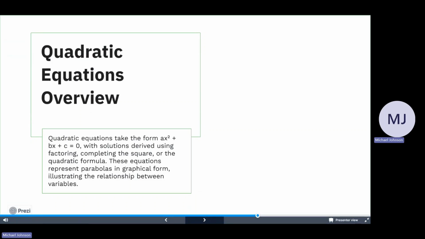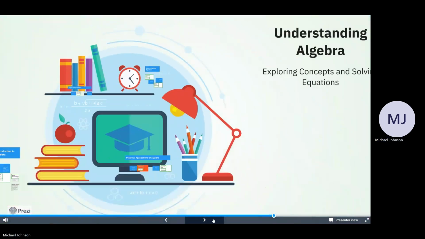Quadratic equations take the form ax squared plus bx plus c equals 0, with solutions derived using factoring, completing the square, or the quadratic formula. These equations represent parabolas in graphical form, illustrating the relationship between variables.